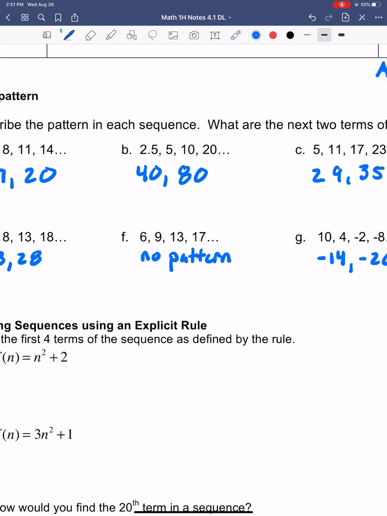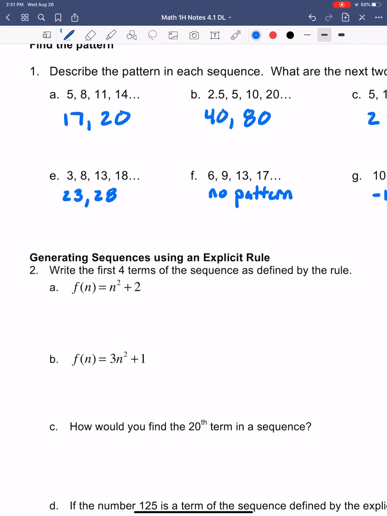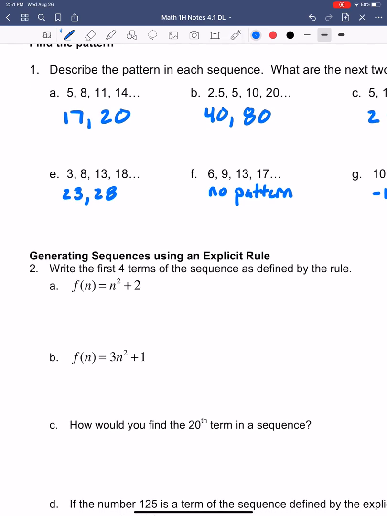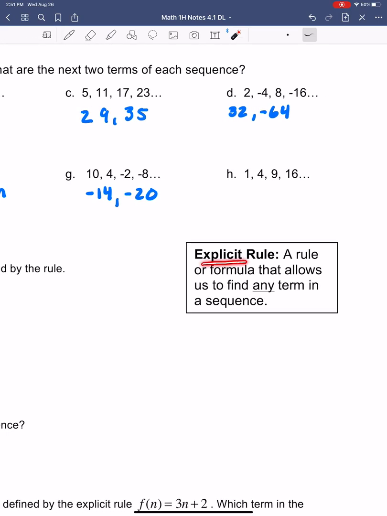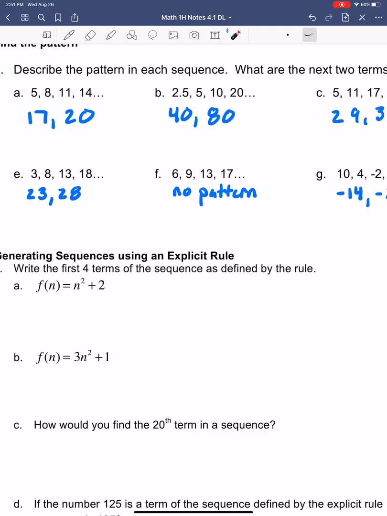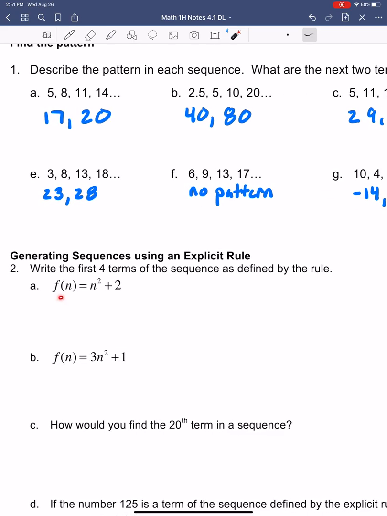All right, so hopefully that was pretty straightforward. Now we're going to get to this stuff that's a little bit trickier. It says generating sequences using an explicit rule. An explicit rule is just some sort of a formula, some sort of an equation. The key with an explicit rule, outlined in this box on the right, is that it is a rule or a formula that allows us to find any term in a sequence.